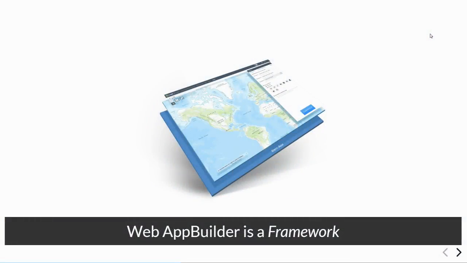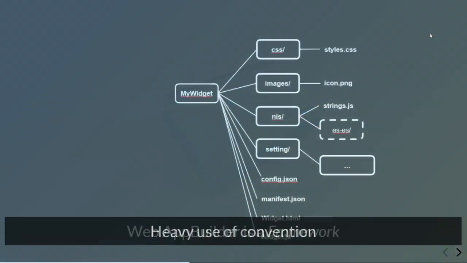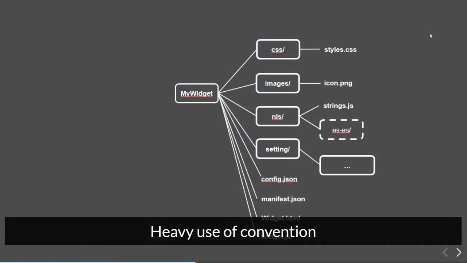A great way to think about Web AppBuilder as a developer is as an opinionated framework that sits on top of the ArcGIS JavaScript API. And by that I mean there's a heavy use of convention. You have a widget folder that always has a manifest.json file, it has a settings folder, etc. The convention pattern is super beneficial because you don't have to do a lot of work configuring. The app kind of assumes where to look for files and functions.